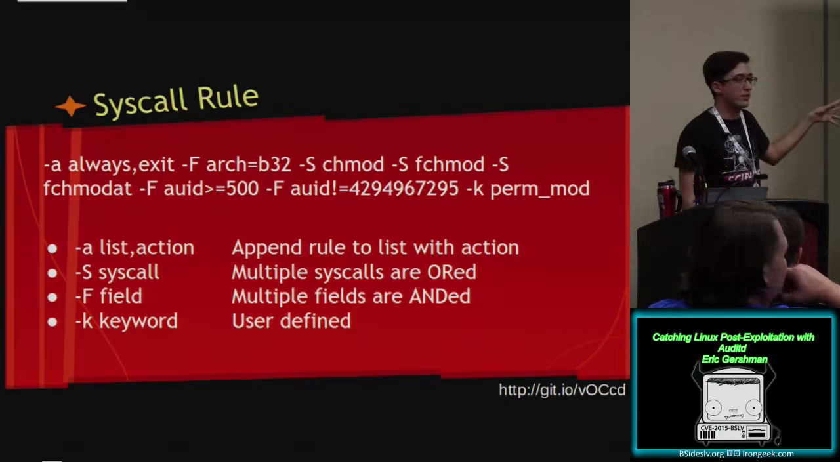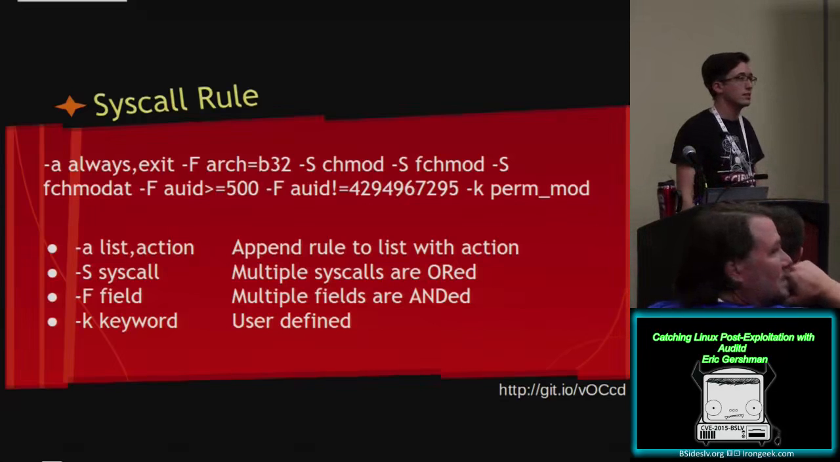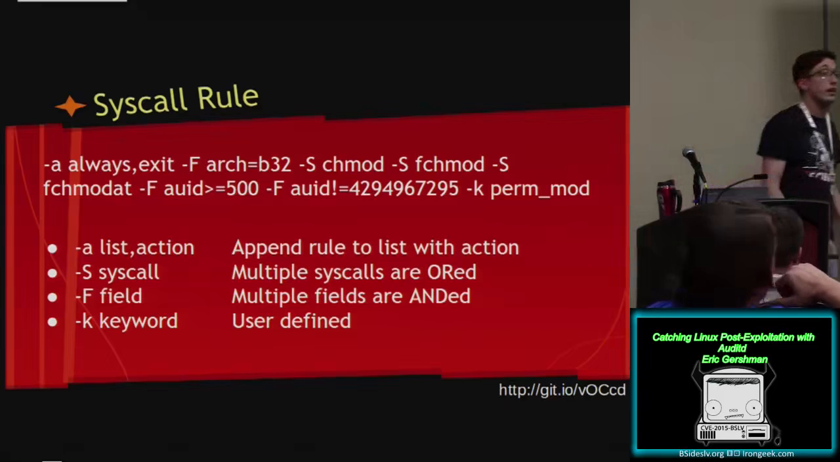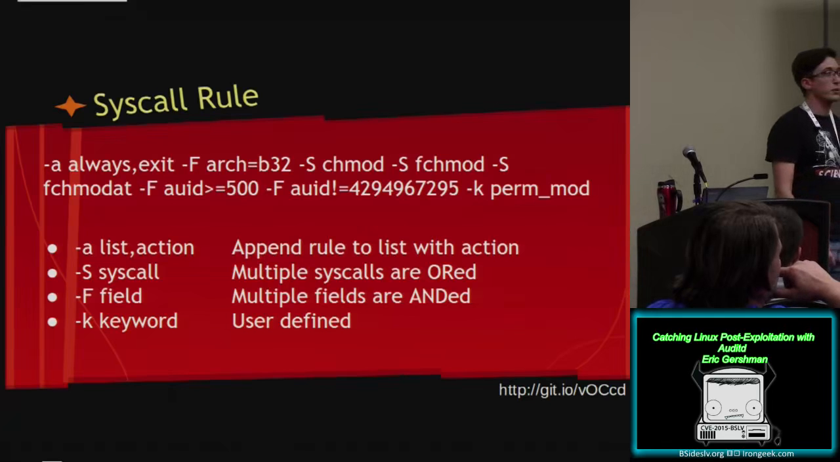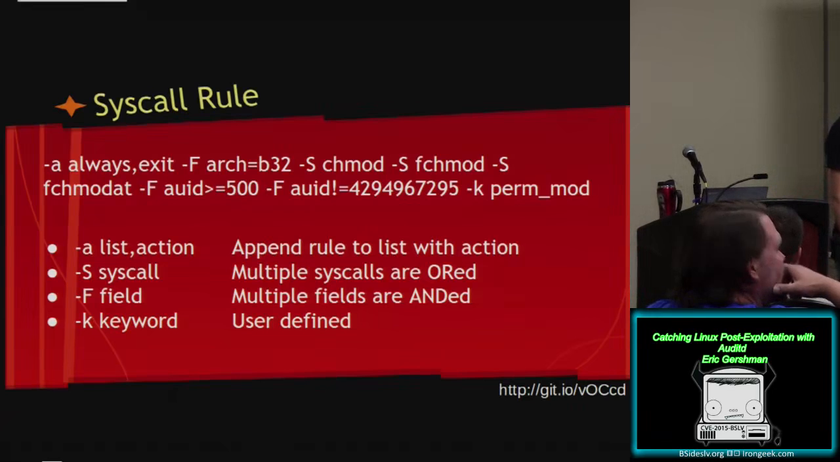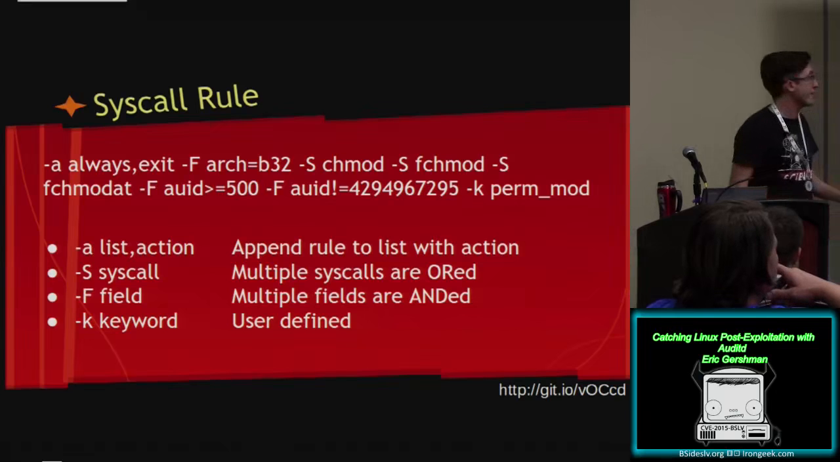So does anybody know what this rule does? Yeah, it checks for changes to file permissions by looking for chmod, fchmod, and fchmodat syscalls. And what does it exclude? Yeah, so it's looking for audit user IDs that are greater than or equal to 500, or that aren't unset. So this large number is the end of the data structure, so it's a -1 or unset.